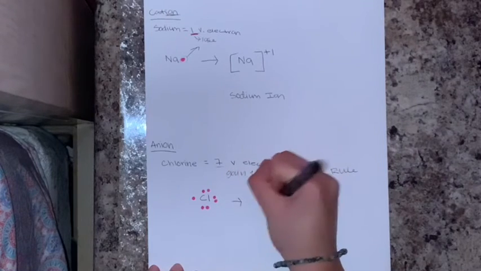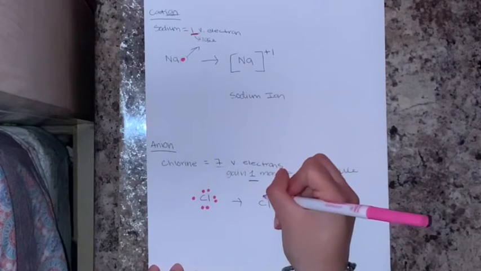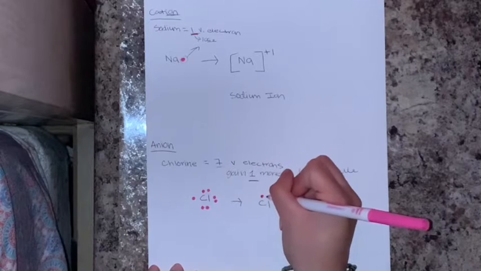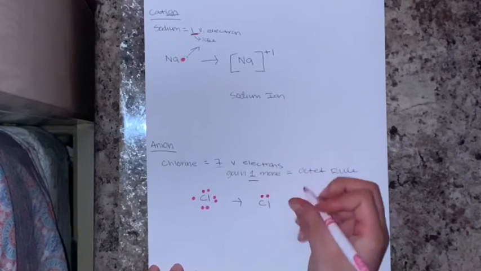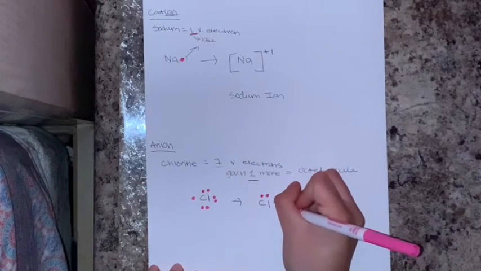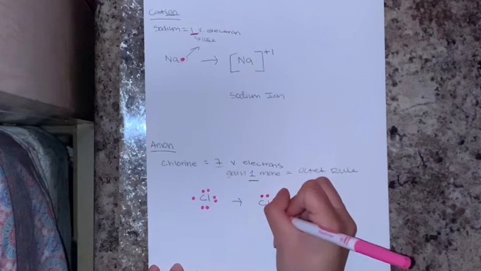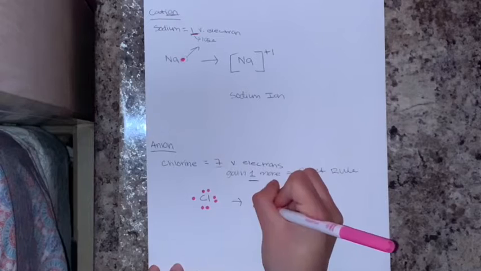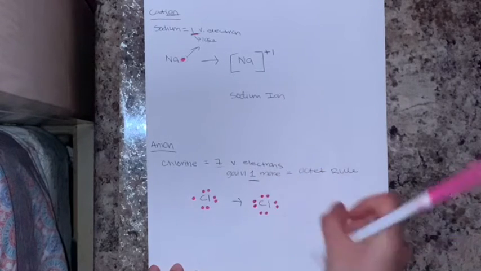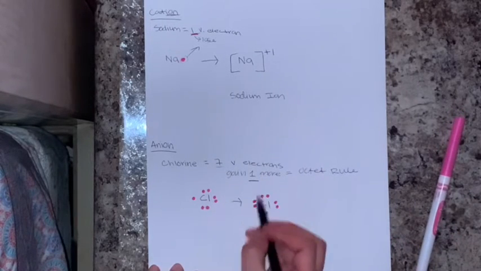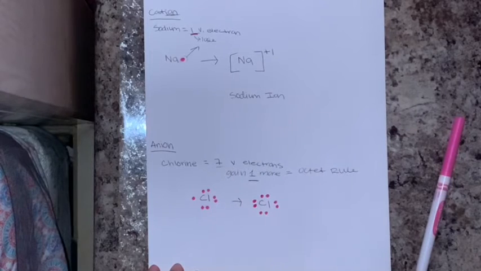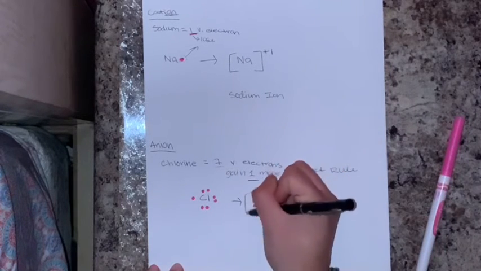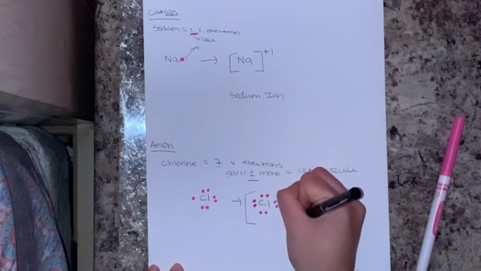And we're going to put the chemical symbol in the middle. And we're going to draw all 8 electrons around chlorine, because it gained that 1 electron. And so it gained that 1 electron. And now we have 8 total valence electrons. And so we're going to put it in brackets.